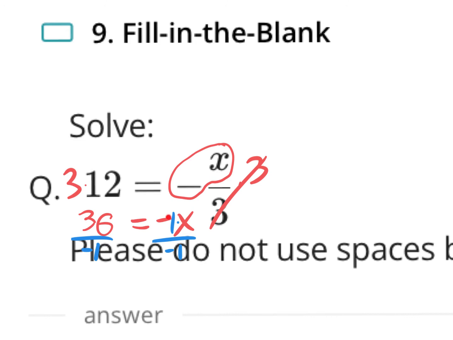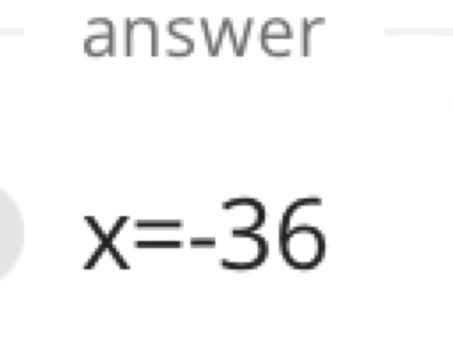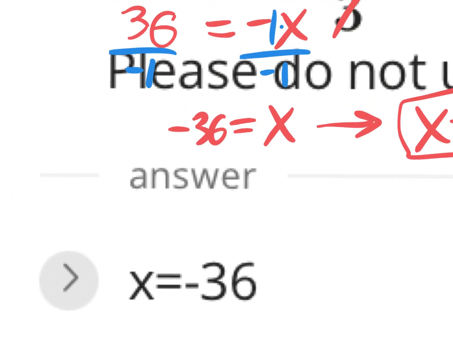So you do have the negative 1 divided by negative 1. That cancels out. Your answer will be x all by itself equaling 36 divided by negative 1. That's negative 36. But of course, we're going to write it as x equals negative 36 instead of negative 36 equals x. That's what we have here. X equals negative 36. Let's move on.